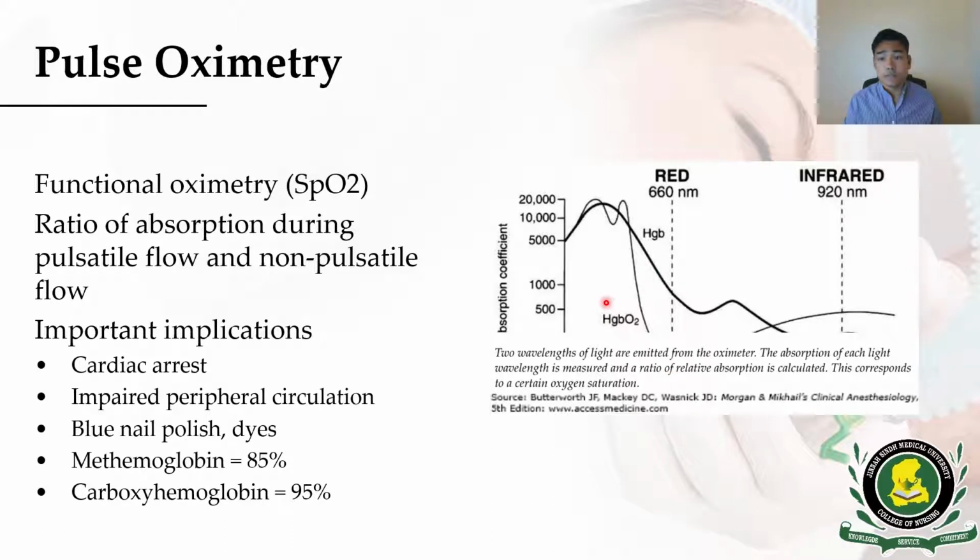Additionally, if a patient has blue nail polish, or if you inject dyes like methylene blue, or if the patient has a hemoglobinopathy like methemoglobin, where there's similar absorption at two wavelengths, and so it's a 1-to-1 ratio, and the output is 85% oxygen saturation no matter what. Along with carboxyhemoglobin, where it looks the same as oxyhemoglobin, and so you have an oxygen saturation of 95%, when obviously the patient is not getting any perfusion at all.